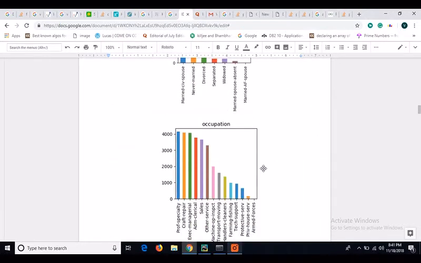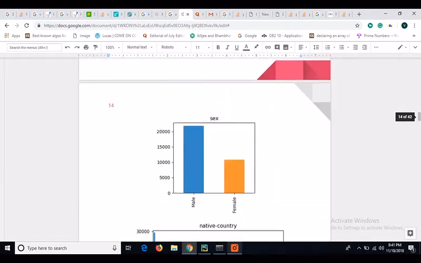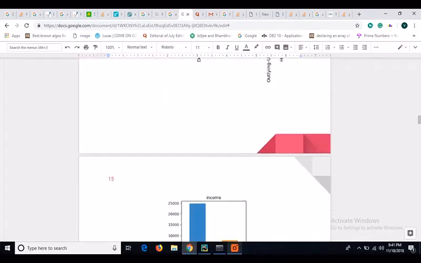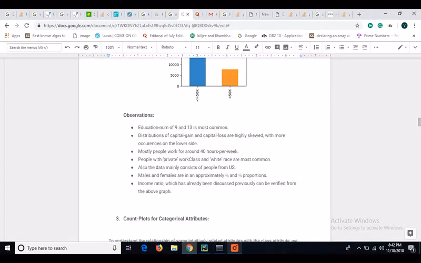Marital status, occupation, relationship, race, sex, and native country. Native country is also highly skewed, with a large number of entries from the United States, around 28,000 entries. And finally, this is the distribution of income, which can be approximately seen as a 75% to 25% distribution, which means that 75% of the data is in the less than or equal to 50k range and approximately 25% is in the greater than 50k range. So this means that our data set is not at all a biased data set.